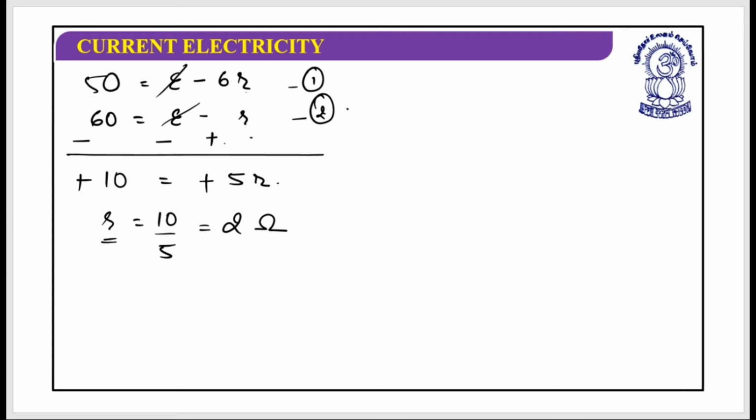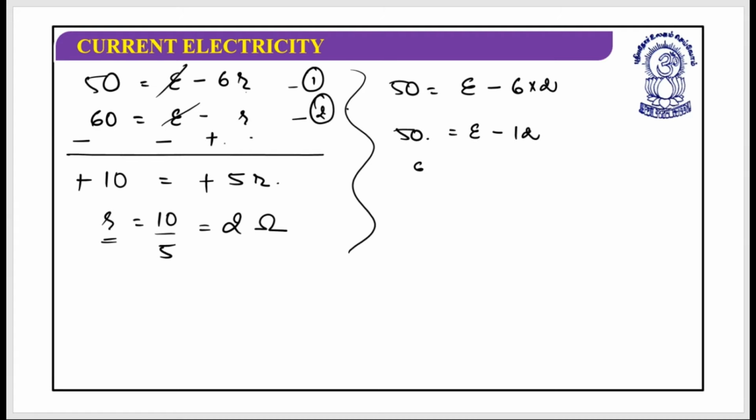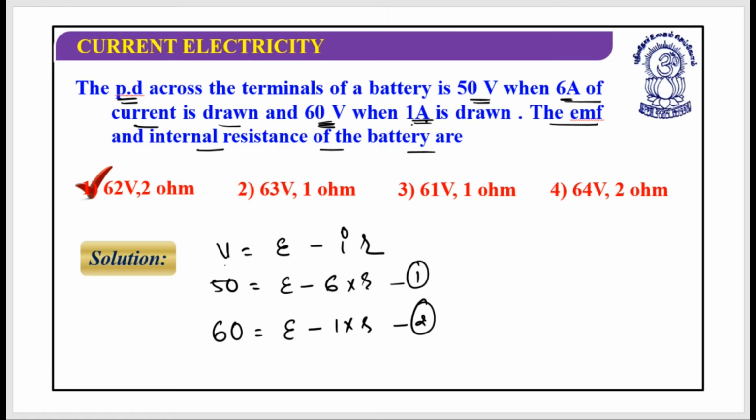Yes, so I found one thing, the internal resistance of the cell, and let's put this value in any one of the relations. 50 is equal to E minus 6 into 2. So this is E minus 12 equals 50, and this E is equal to 50 plus 12, which is 62 volt. I hope this is your answer. 62 volt and 2 ohm. This is the answer.